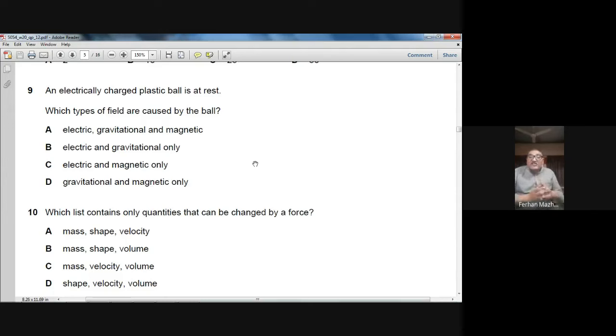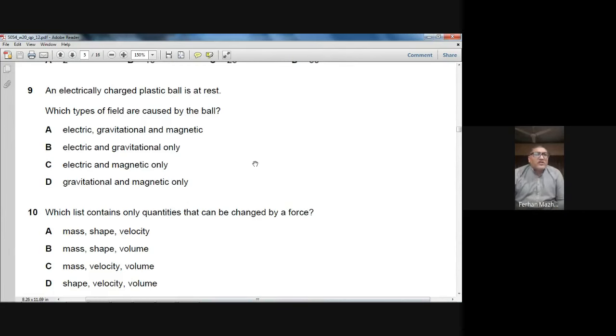You see, it's charged, it's plastic, so it has some certain mass, so it will have a gravitational field around it, and it is in the gravitational field of the Earth. Obviously it is charged, so it will have an electric field also. It is at rest because it's not moving. If the charged body moves, it will have a magnetic field around it. But if the charged body is at rest, then there will be no magnetic field around it. So it will have electric and gravitational fields around it.